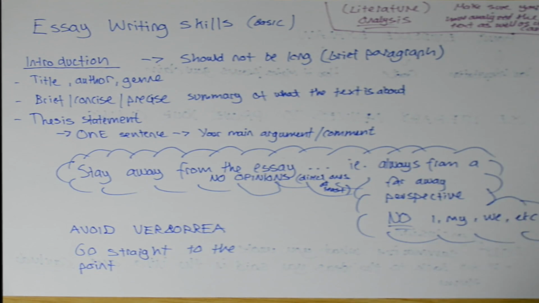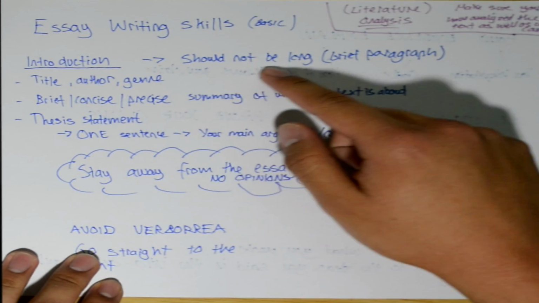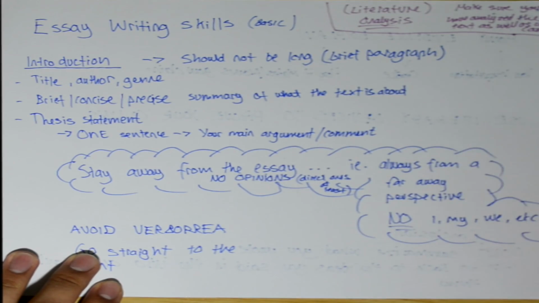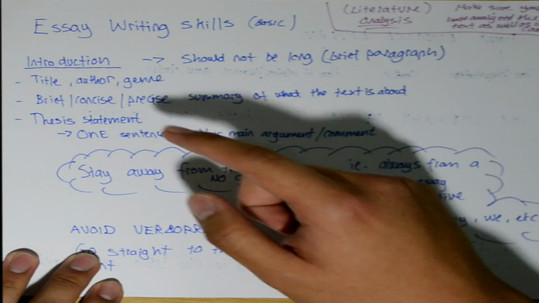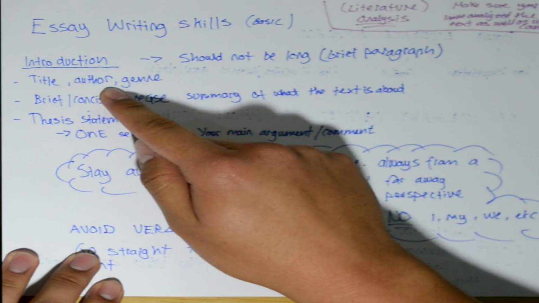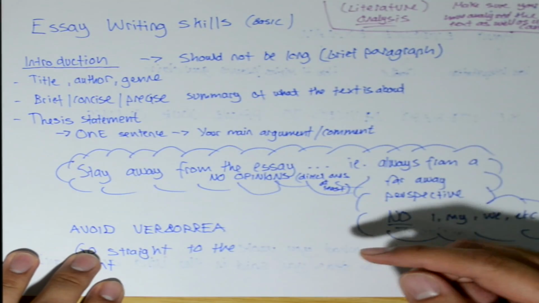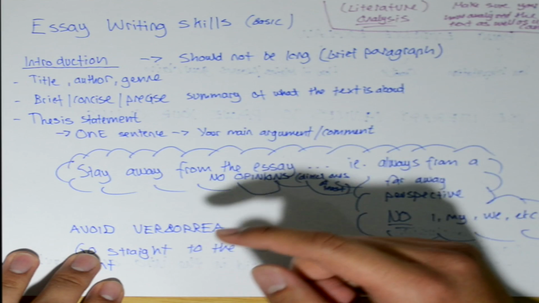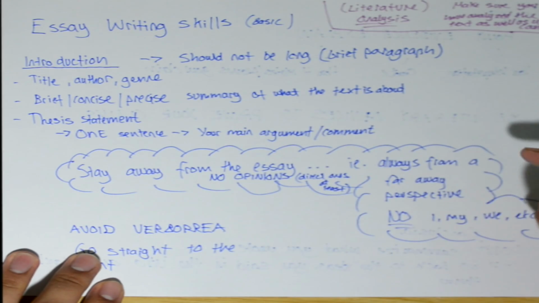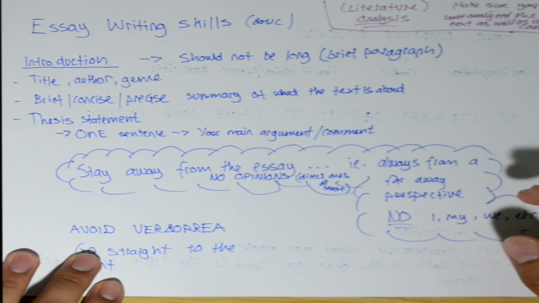Starting off with the introduction, it should not be long at all. It's a brief paragraph. Make sure you mention the title of the text, the author, and the genre of the text. And there should be a summary of what the text is about, and it should be very brief, precise, and concise. Make sure you don't start telling all the story in the introduction. Remember, it should be very short.